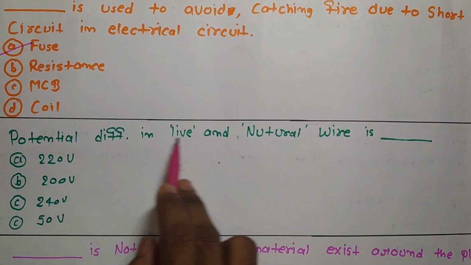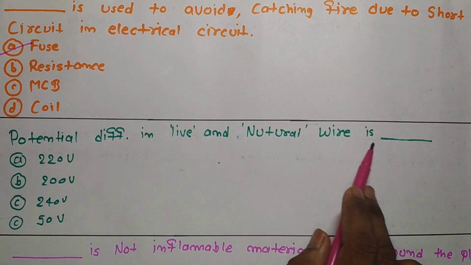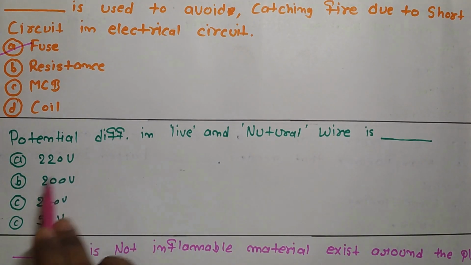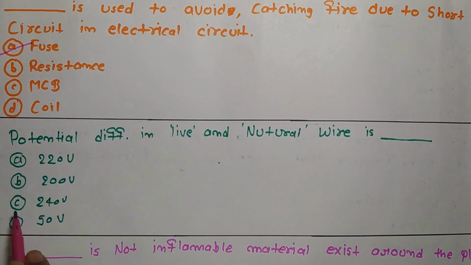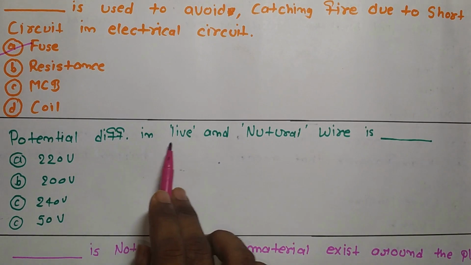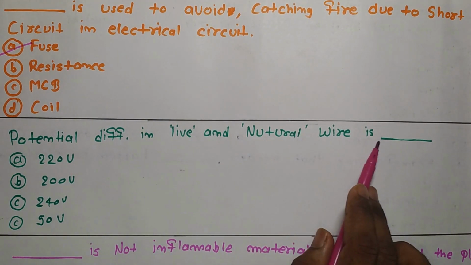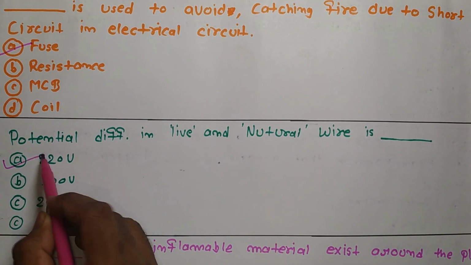Potential difference in live and neutral wire is A. 220 volt, B. 200 volt, C. 240 volt, or D. 50 volt. So the potential difference in live and neutral wire is A. 220 volt.